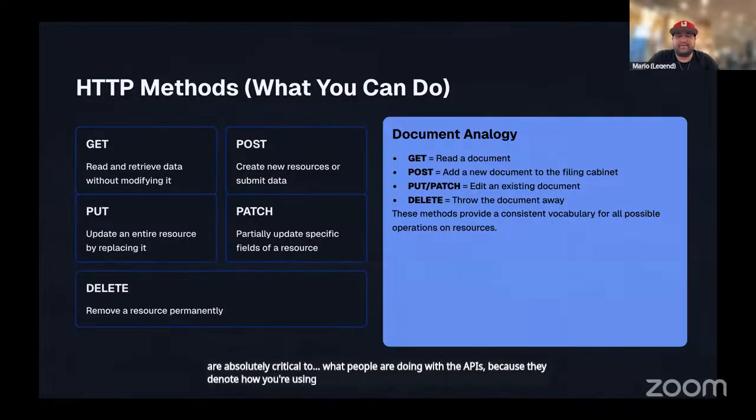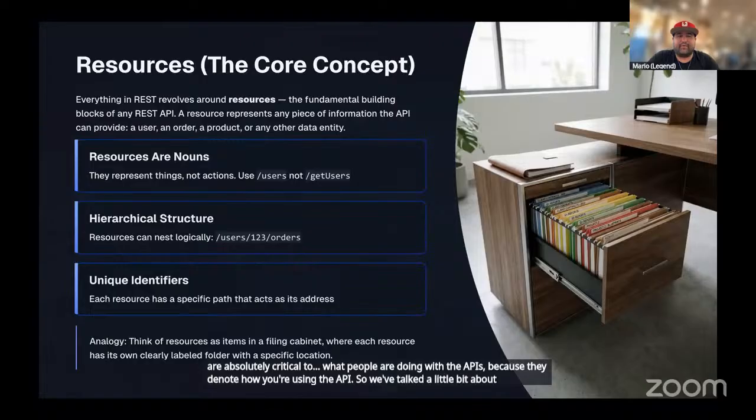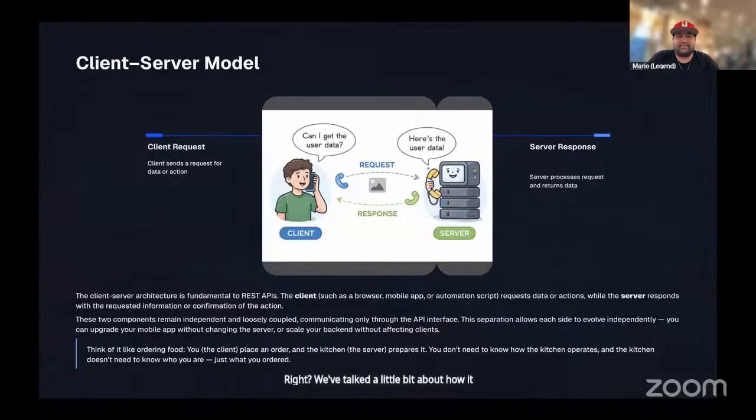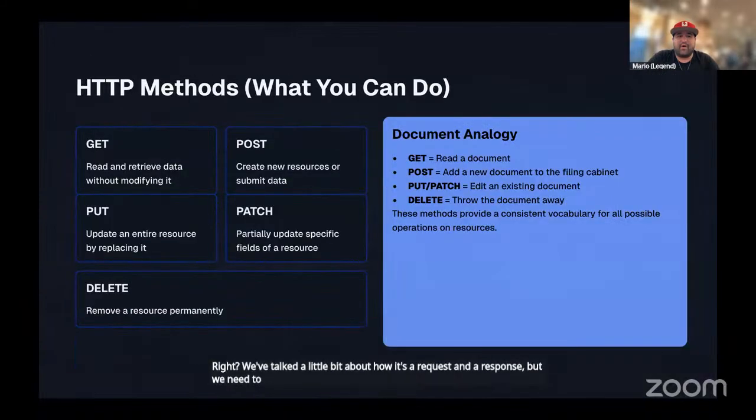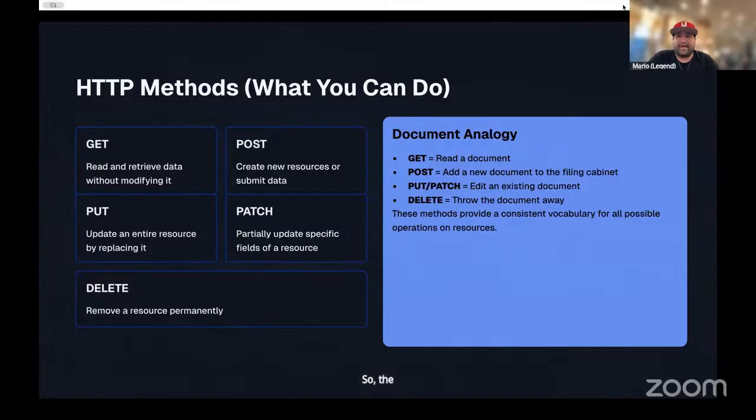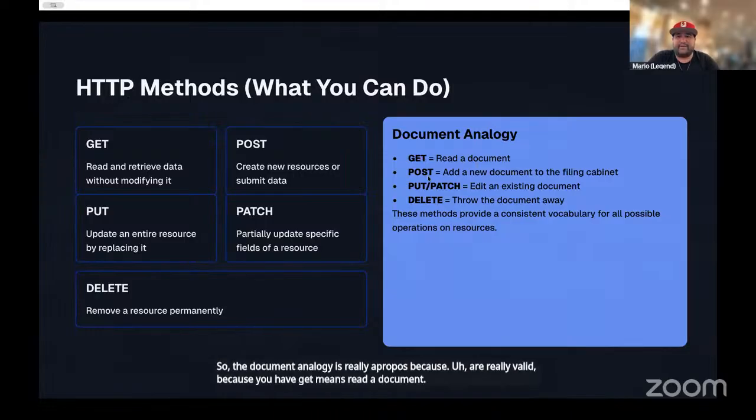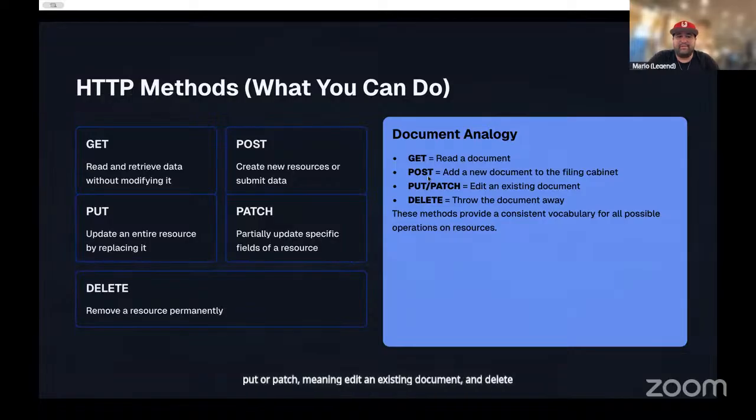We've talked a little bit in a previous slide about how we're going to a specific address, and how it's a request and a response, but we need to tell the server what we want to do with that request. The document analogy is really valid: GET means read a document, POST means add a new document to the filing cabinet, PUT or PATCH means edit an existing document, and DELETE means throw away the document. These are different things that you have to include in your API REST requests.